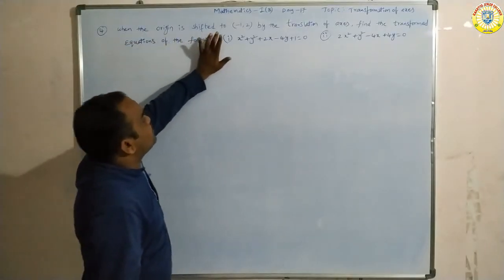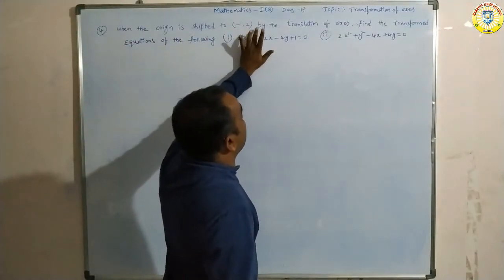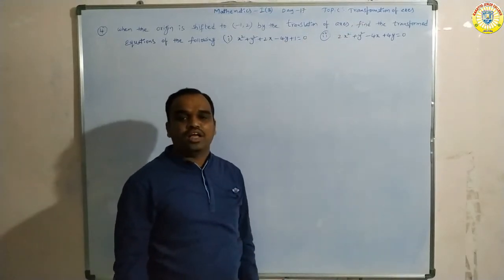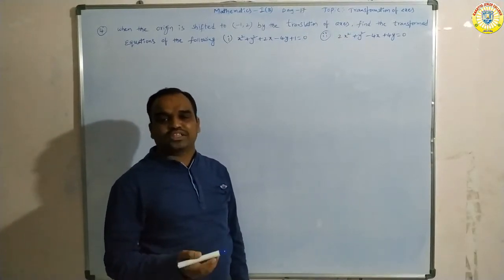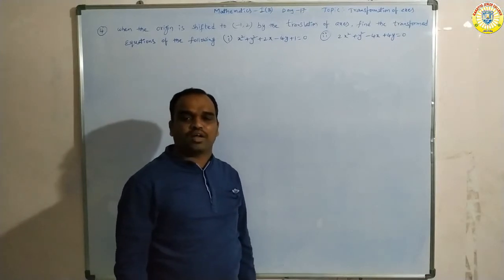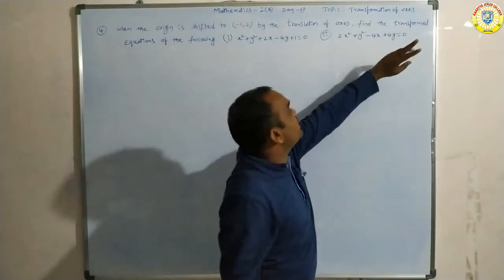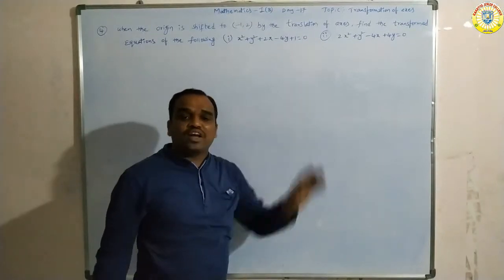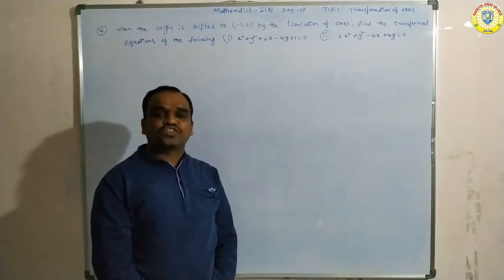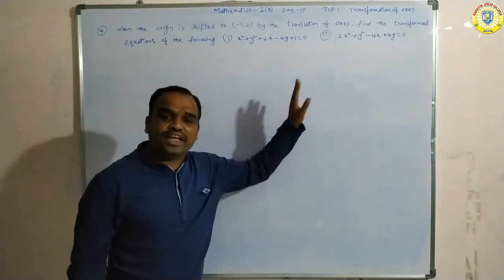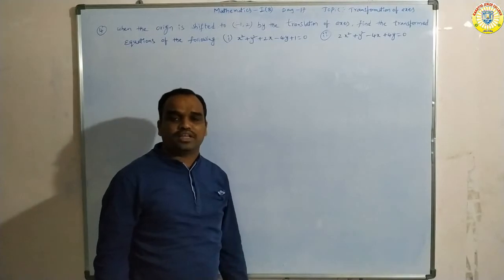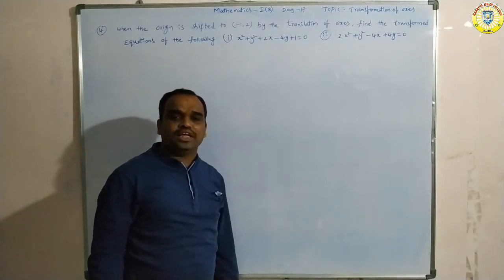Next, the fourth problem. When the origin is shifted to (-1, 2) by the translation of axis. In this question it is clearly given that translation of axis is given. That's why we are using the translation of axis formula. Find the transformed equations of the following. So we are finding the transformed equation. That's why the given equation is the original equation.